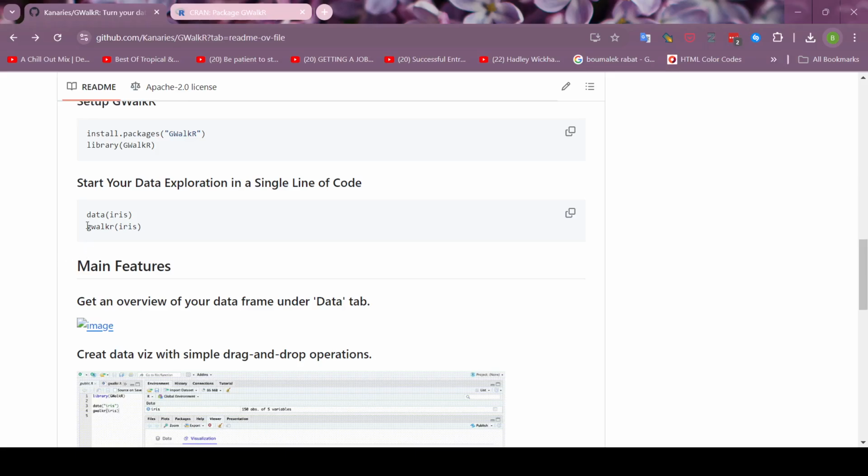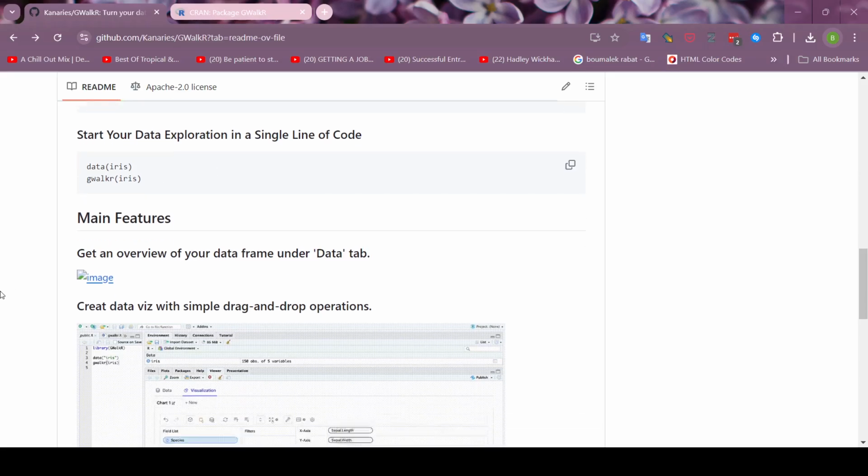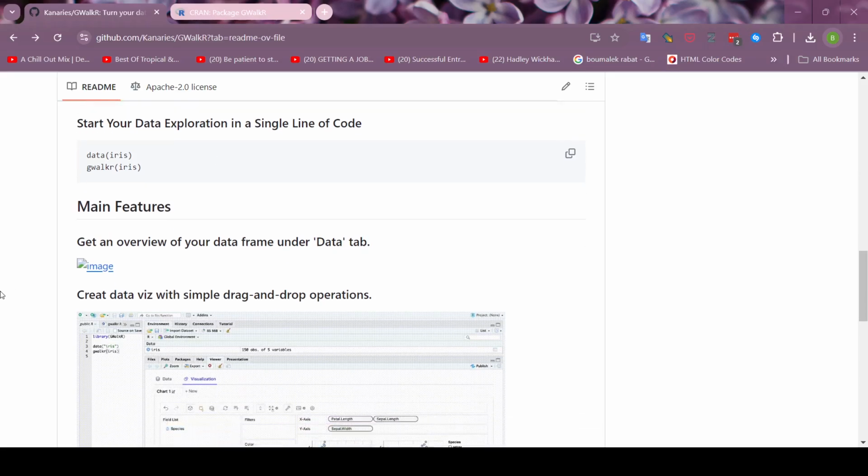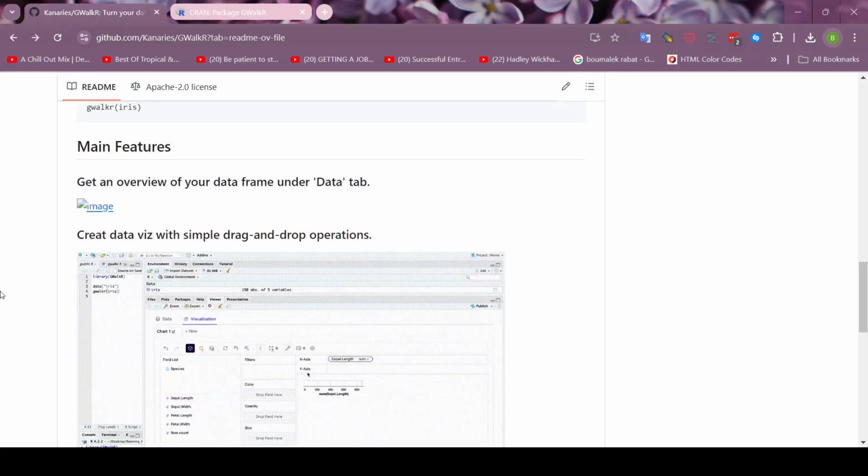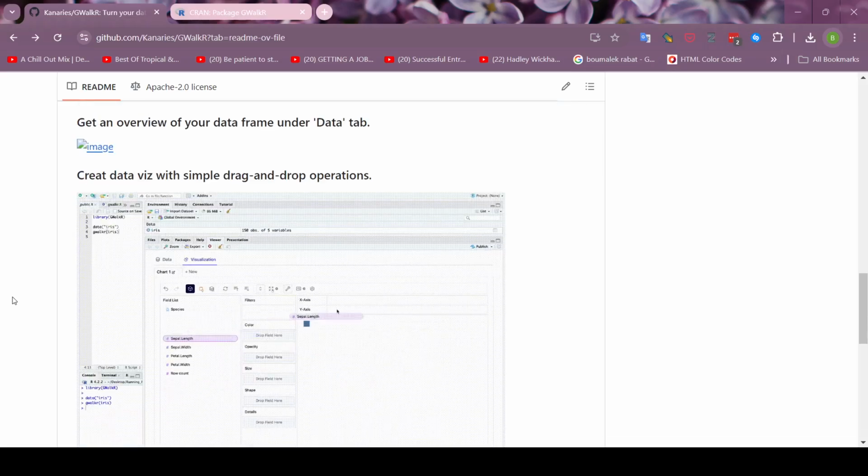And what's fascinating about this is that it only uses one line of code. Once you read in your data, you just need to call this GWalkR function and put your data in as an argument, and then you have your visualization. It does everything in the back end. It's already programmed to call other functions that are needed to do the plotting.